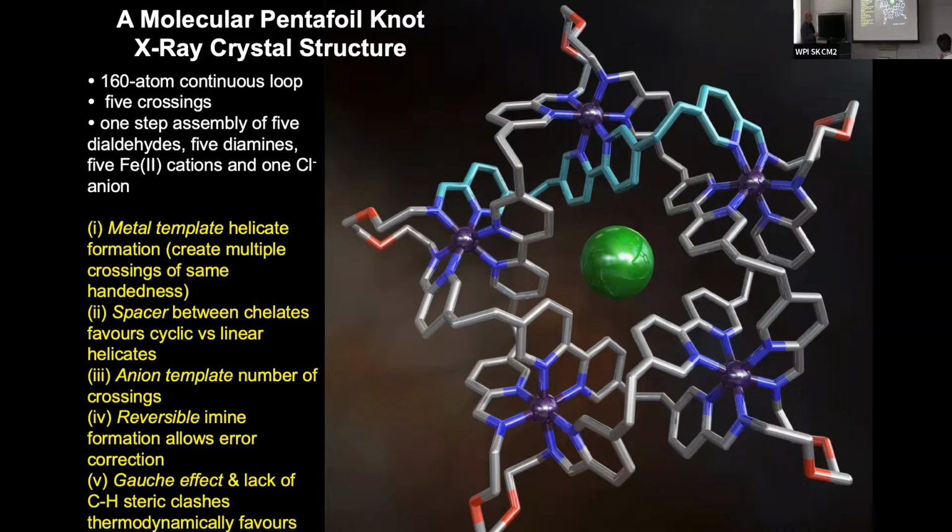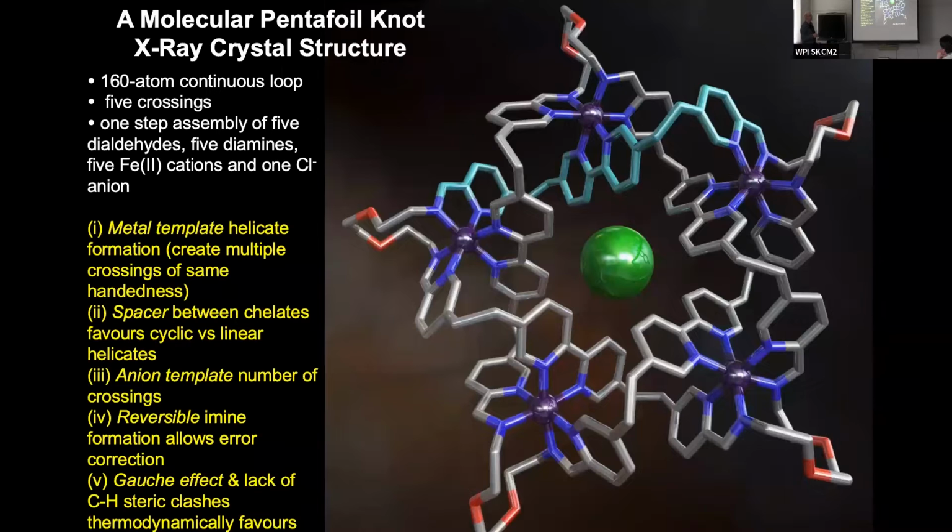So first of all, you need to have this metal template helicate formation. It needs to be a helicate because that creates the crossing points that all have the same handedness, and you need to control the handedness in these crossing points so that it goes over, under each time. So the metal template helicate formation is crucial.